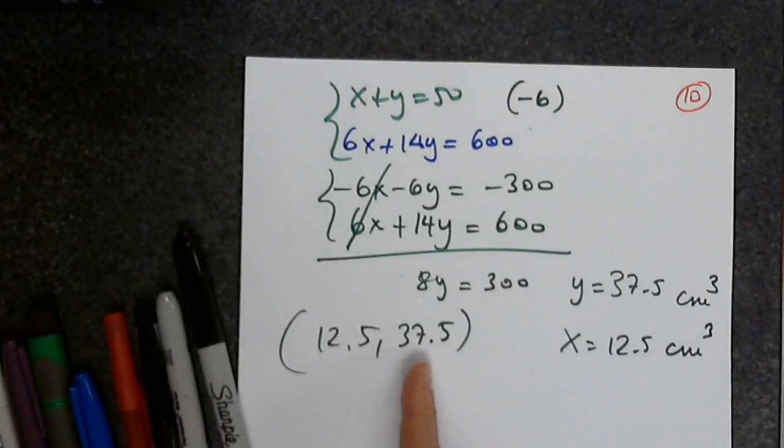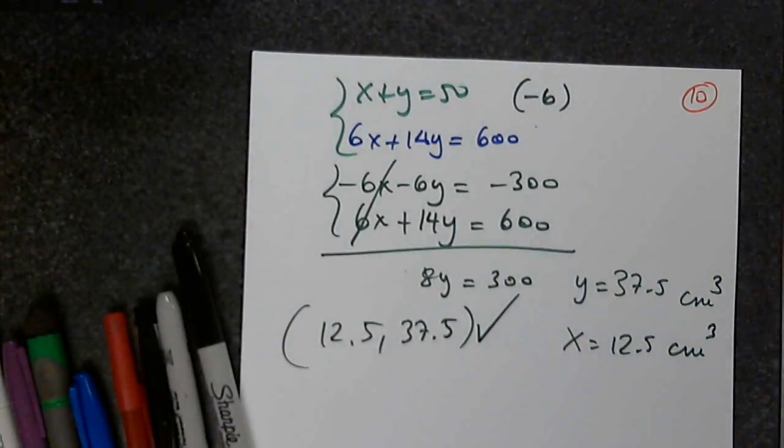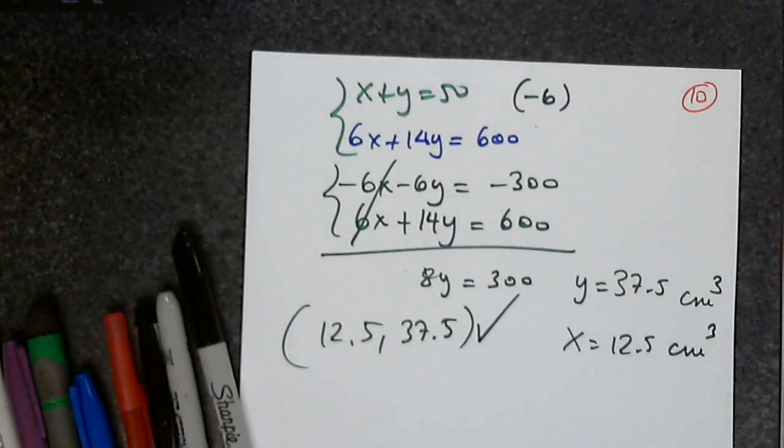So 12.5 comma 37.5 is the correct solution. Okay, perfect. Good. So now I would like to work on a word problem from page 547.